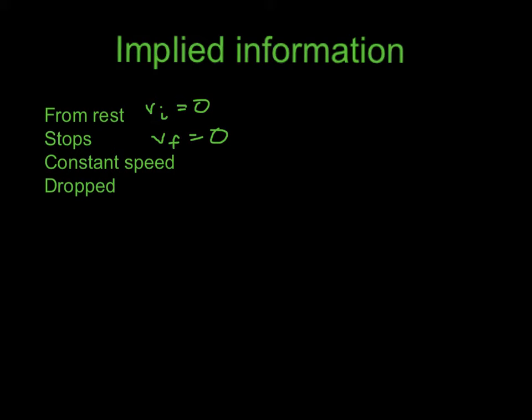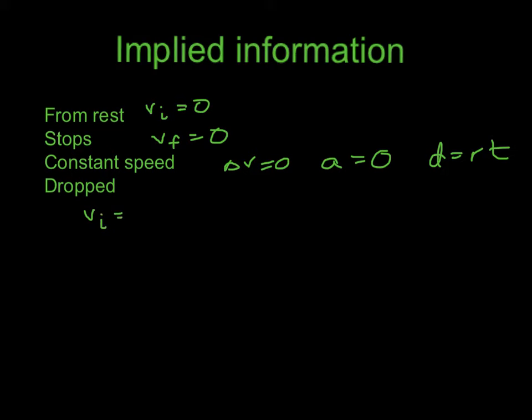Now, if you're going at constant speed, that means that your speed isn't changing. So if your speed isn't changing, your change in velocity is 0. If your change in velocity is 0, then your acceleration is 0. So constant speed, that's when you can use that distance equals rate times time equation. That's often handy.